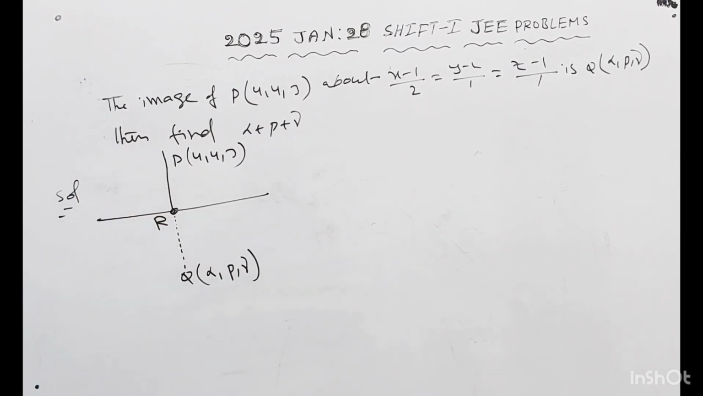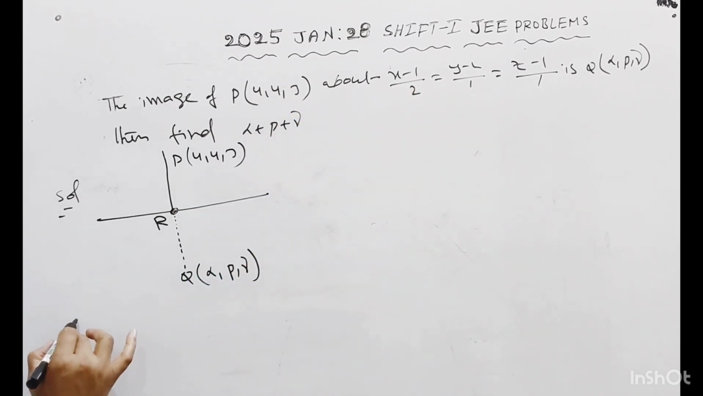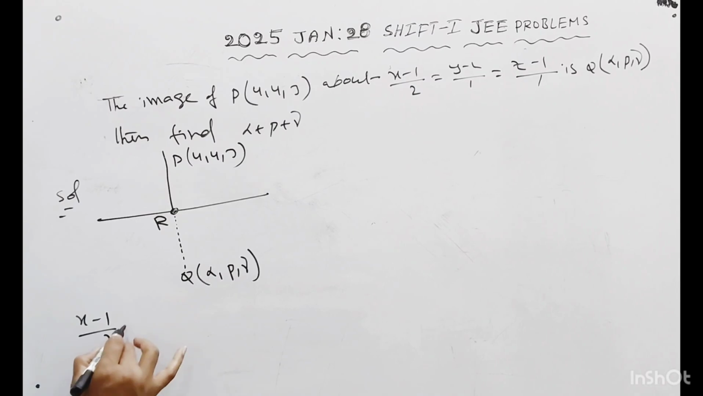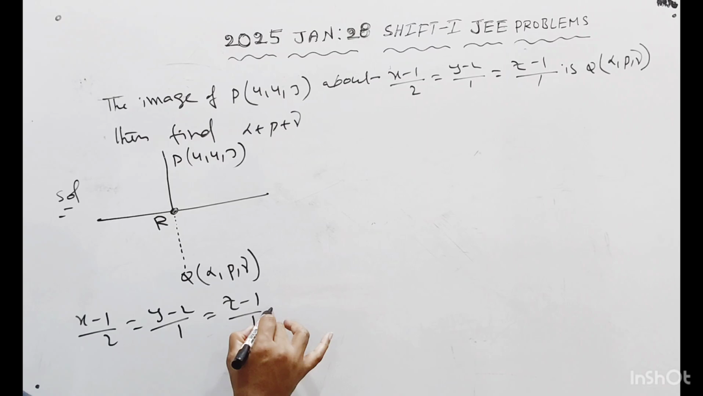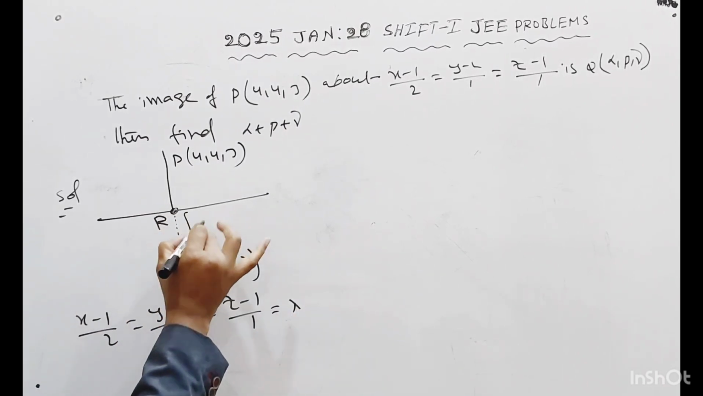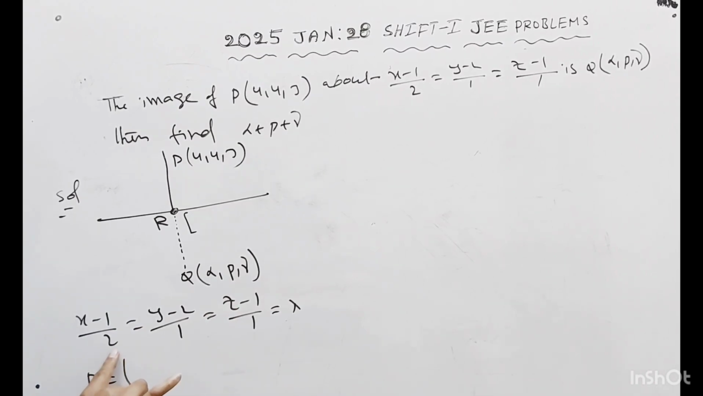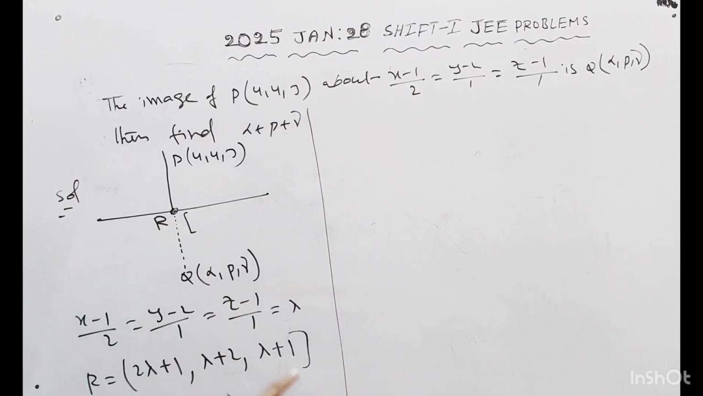Okay, right? So then, just see that. What is the given line here? Given line is x minus 1 by 2, y minus 2 by 1 is equal to z minus 1 by 1. You take this one as lambda. Then R coordinates are, equate this equal to lambda. That means 2 lambda plus 1, comma lambda plus 2, comma lambda plus 1. R coordinates are this one. Okay, then R point is this one.